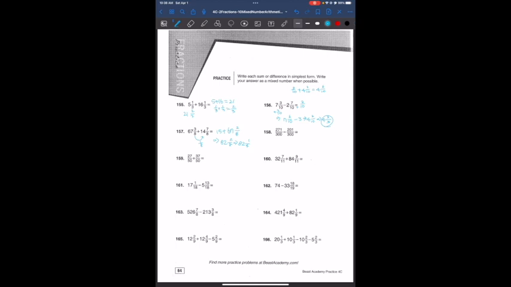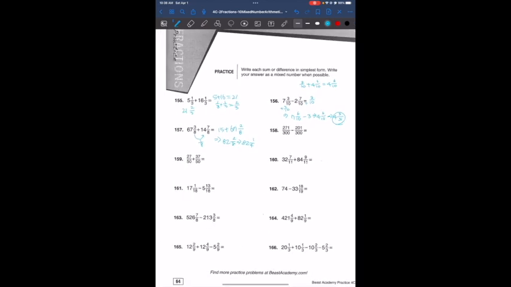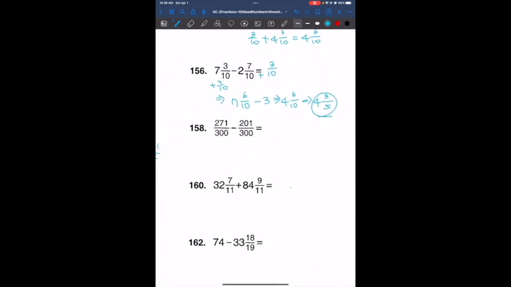And then we're going to look at the next problem. So since the denominator is the same, we're only going to deal with the numerator. So it's 271 minus 201, which is going to be 70. So that would be 7/30.